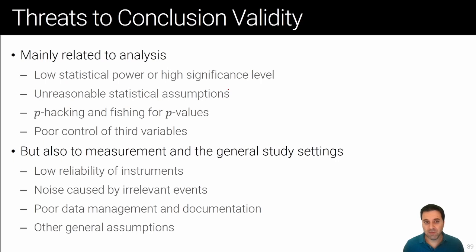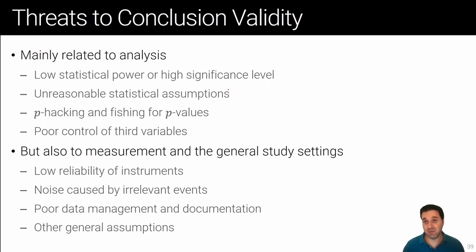And it's not only about the analysis, it's also about how we measure in general and how we carry out our study, the general settings of our study. Think about low reliability of instruments. If we have, again, a temperature sensor that reads basically whatever it wants, then maybe we find something, but there's no validity in here. Maybe noise caused by irrelevant events. So maybe we are carrying out a listening test, but there's a lot of traffic noise. Then those are things interfering with our study, and we have to properly take them into account.